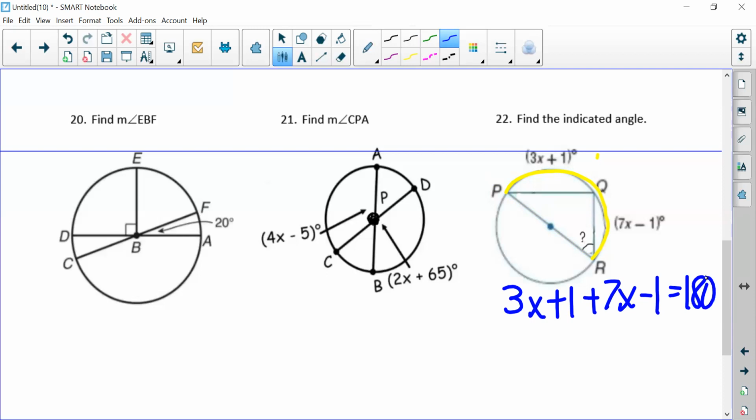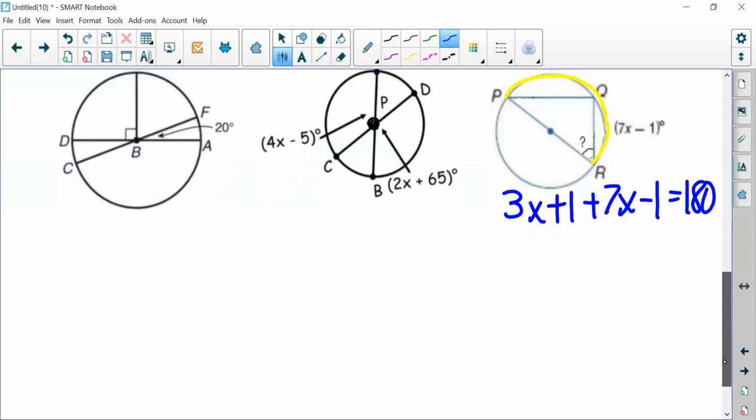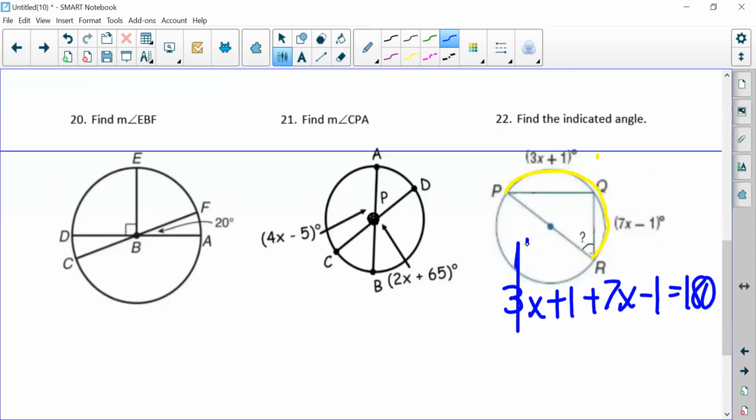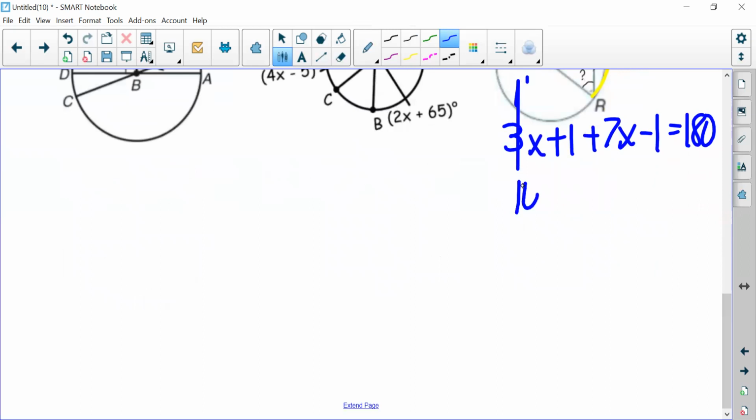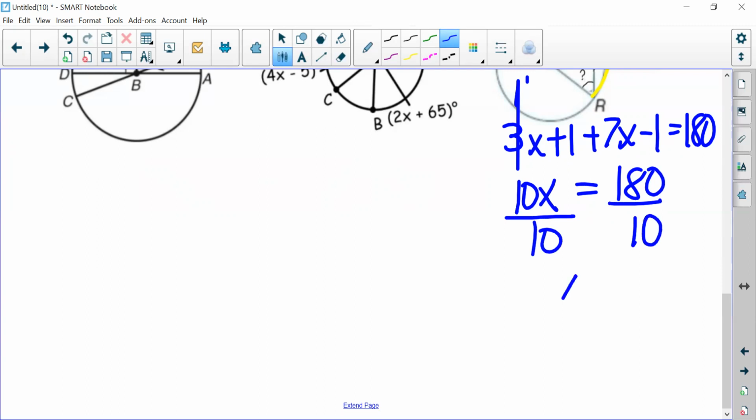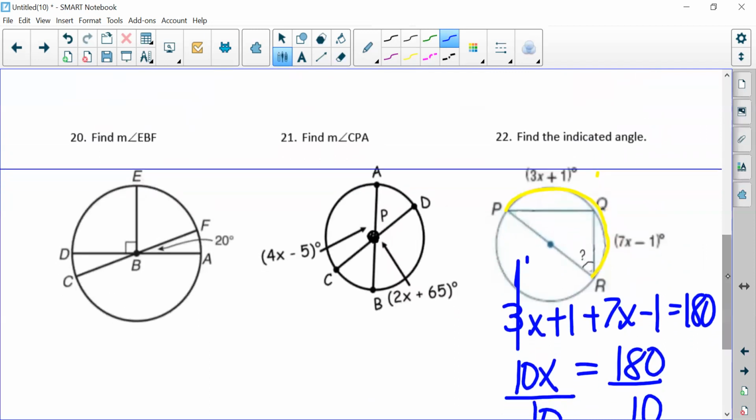because we know that our PQR is a semicircle, okay? We got to combine like terms. 3x plus 7x is 10x, okay? Positive 1 minus 1 is 0. So on the left side, we're left with 10x, and it's equal to 180, okay? Last step is to divide both sides by 10, which tells us that x equals 18, okay? Remember, you can't stop here because they didn't ask you the value of x in the problem.